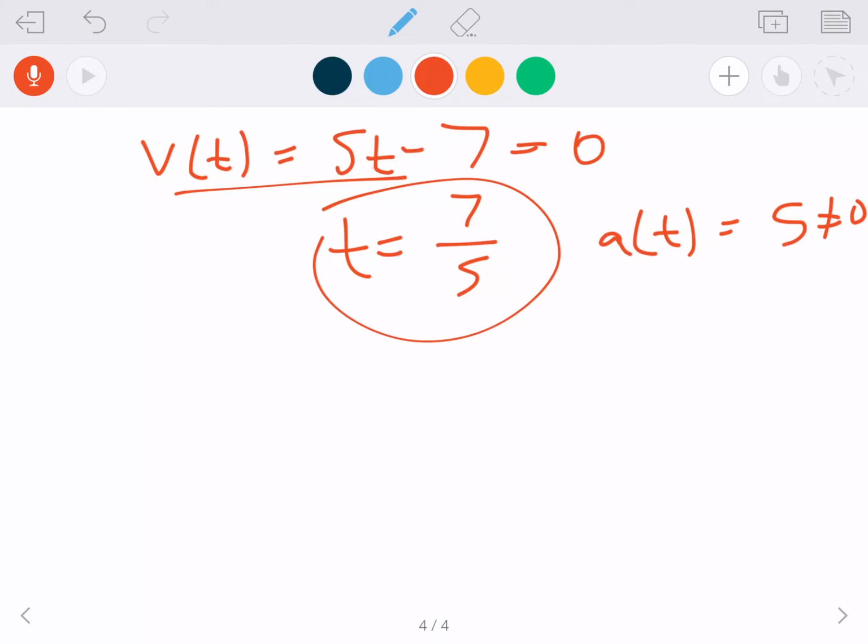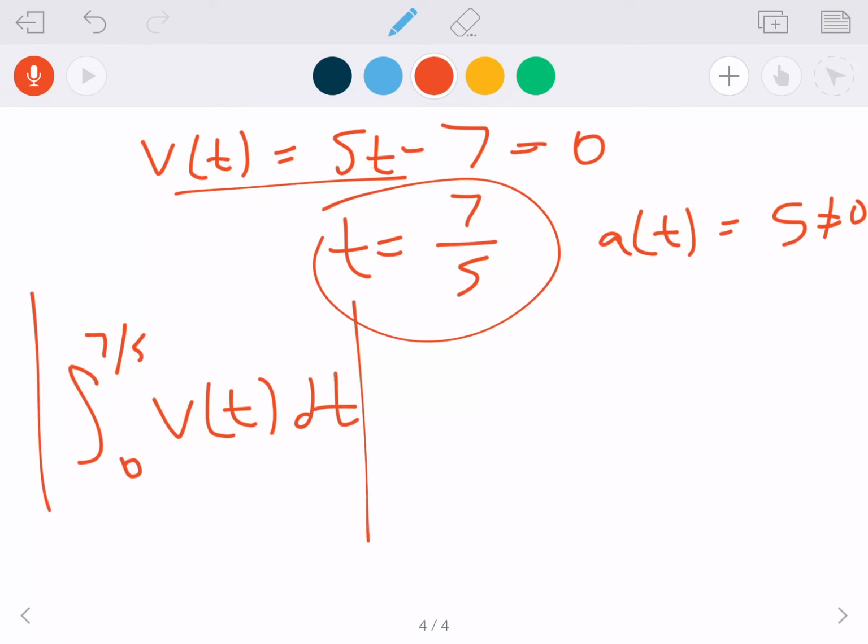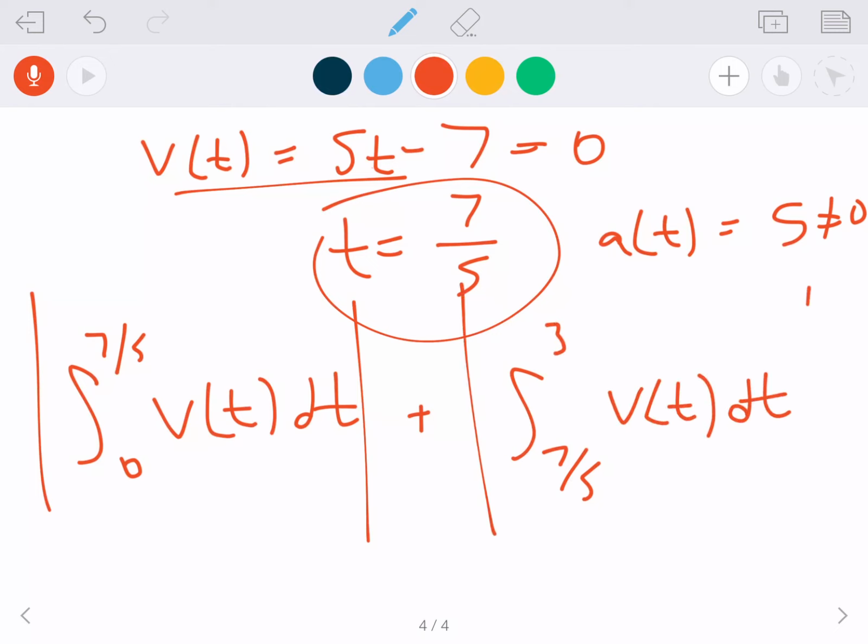So what I'm going to do is integrate from 0 to 7 over 5 of v of t. I'm going to take the absolute value of whatever answer I get. I'm just going to make it positive. And I'm going to add that to the integral from 7/5 to 3 of v of t. I'm going to take the absolute value of that. That is how we will take the integral of the absolute value of velocity. So we take the absolute value of each individual piece using this as our dividing point.